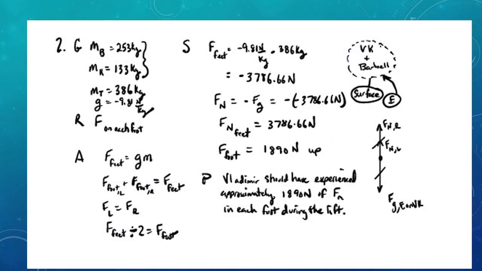Okay, so here's the solution. You see the whole thing in total. Set it up by GRASP again. Here is all of my information. Mass of the barbell, mass of Kurlovich. So add those two together and I get a total mass.